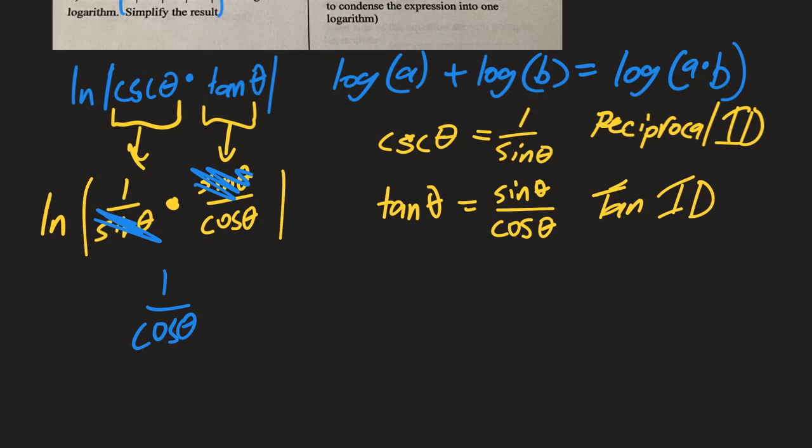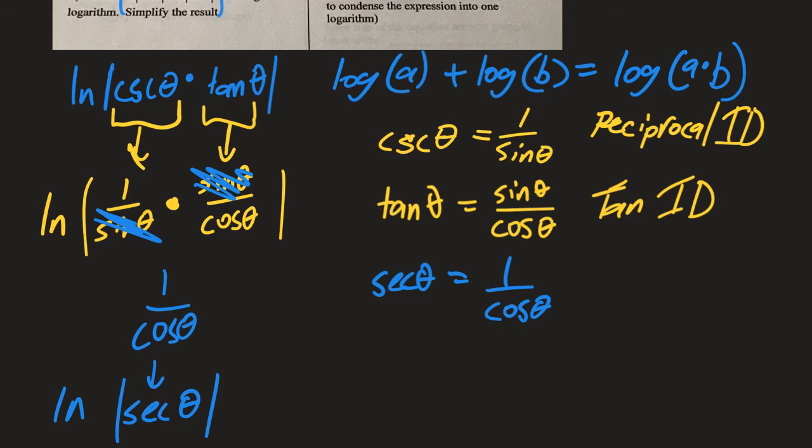And we could use a third identity now, actually, and say, wait, I know that secant theta is equal to 1 over cosine theta. And so I can use this another reciprocal identity to make this into secant theta. And now that I've got that, let's just bring the rest of this problem down. Natural log of the absolute value of secant, and that is my simplified answer.